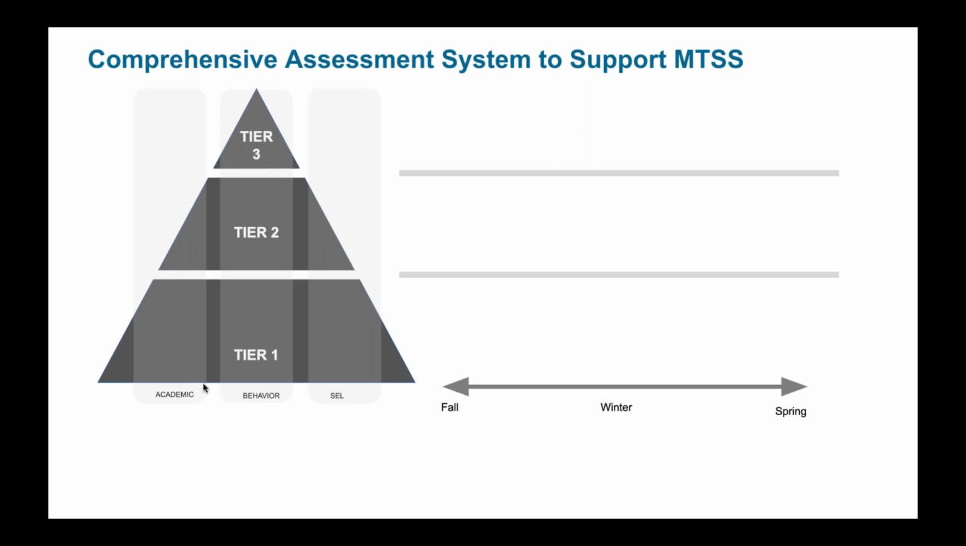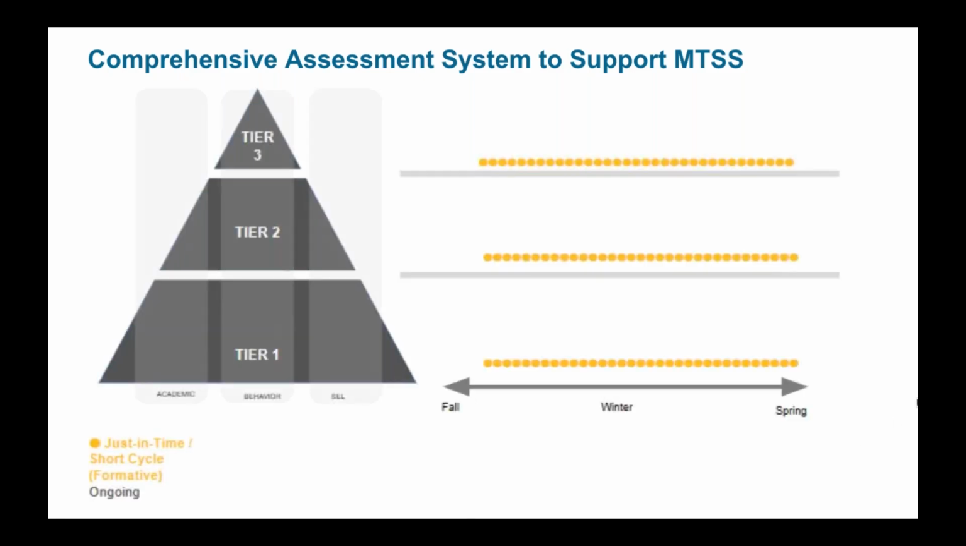And then we are pointing out here that the balanced assessment system is within the arenas of academic, behavior, and SEL. It is not just within the academic arena. So over here from fall to winter to spring, this is meant to represent a school year. We're going to talk about each kind of assessment and where and when they happen. So short cycle formative assessments are ongoing assessments.